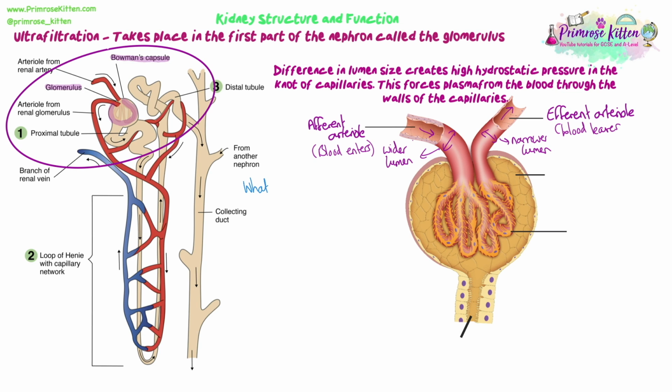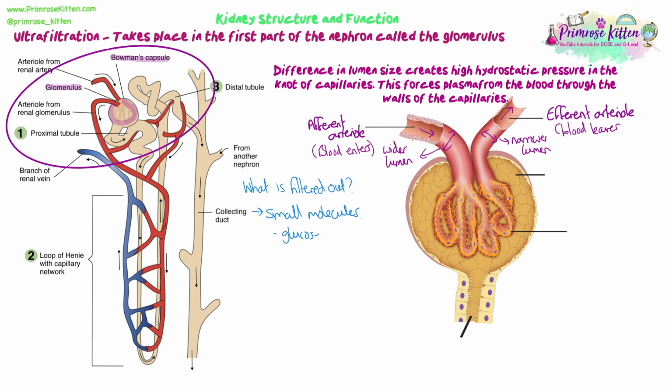So that creates a high hydrostatic pressure in the knot of capillaries, and that forces plasma from the blood through the walls of the capillaries. This is where we get the stage of filtration. So we're forcing out the blood plasma and small molecules contained in it through the walls of the capillaries. This is very similar to tissue fluid, and works in the same way. And again, what's filtered out is very similar.